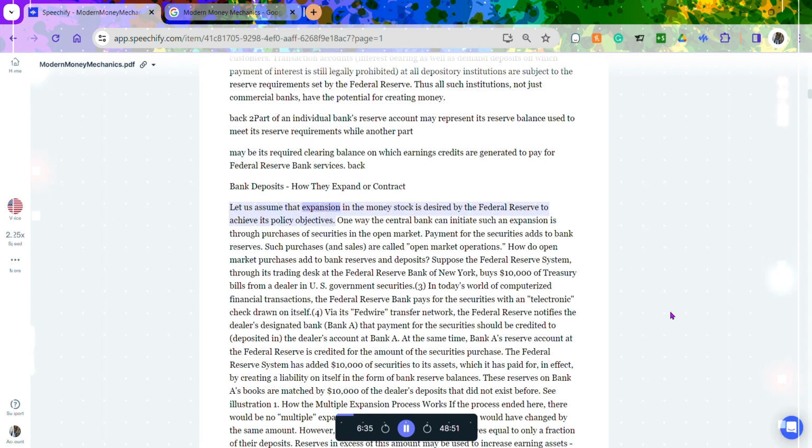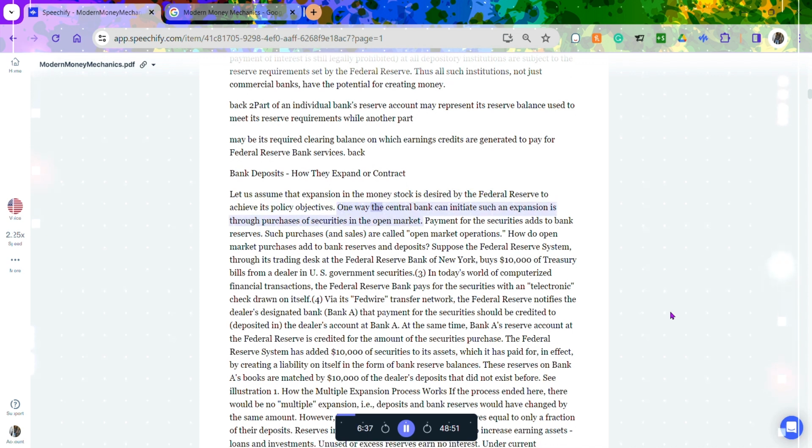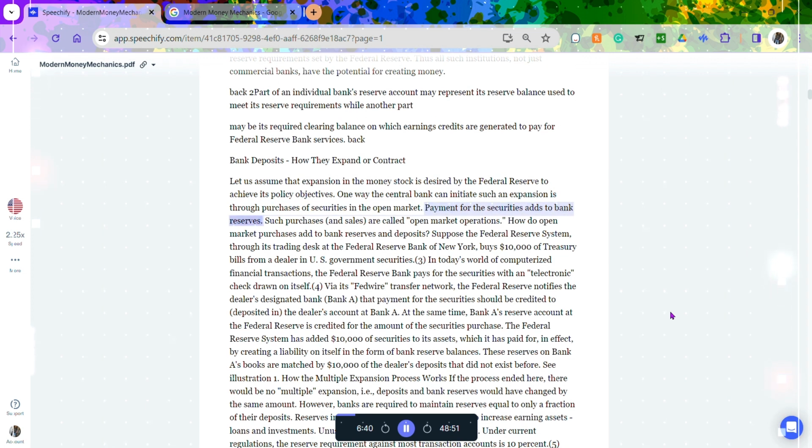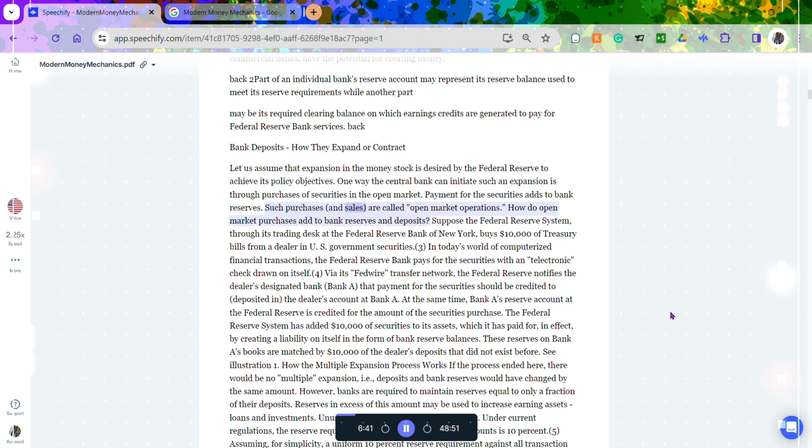Let us assume that expansion in the money stock is desired by the Federal Reserve to achieve its policy objectives. One way the central bank can initiate such an expansion is through purchases of securities in the open market. Payment for the securities adds to bank reserves. Such purchases, and sales, are called open market operations. How do open market purchases add to bank reserves and deposits?